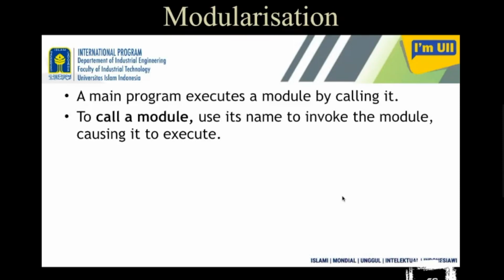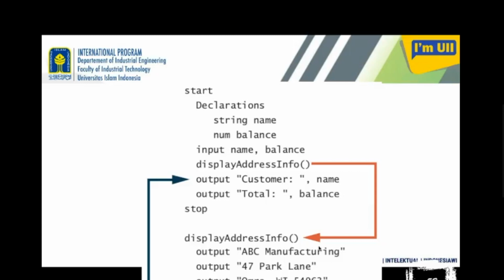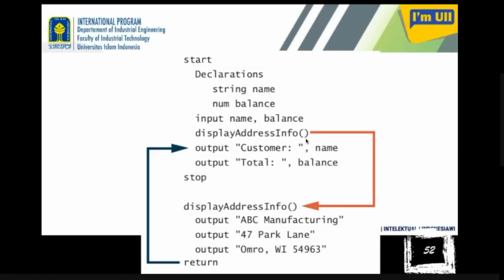To call a module, use its name to invoke the module, like in the last example. To call a module, you need to use the name of the module. The name of the module is this, and to call this module you have to use the name of the module. This is the very general syntax.